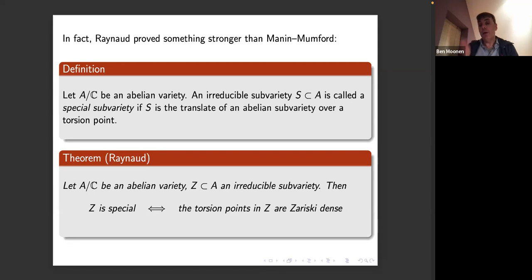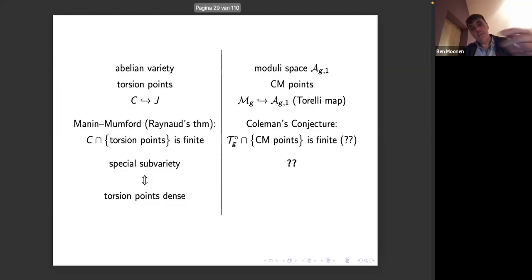So the subvarieties which hit a dense collection of torsion points, they are in fact only the abelian subvarieties up to translation but over torsion points. Now, if you put this back into the analogy, then you see that on the left hand, these varieties that contain lots of torsion points, we understand what they are. And you could wonder if this also has an analog on the right-hand side. And in fact, it has, and we will just call them again special subvarieties.